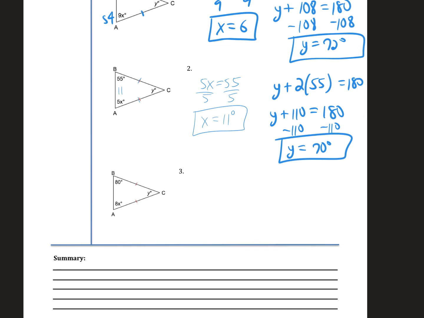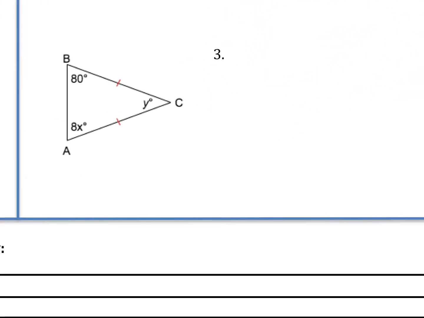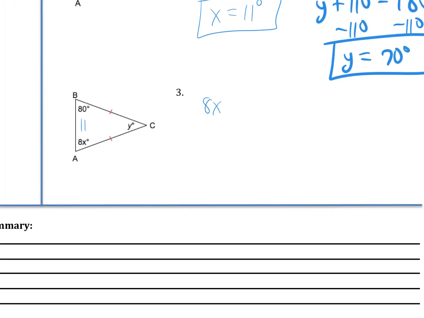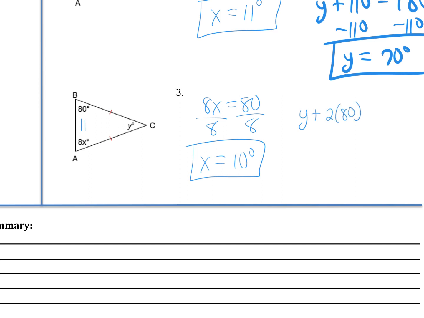All right, sounds good. Okay, last one here. What do we have? The base angles are down here. We have 8x equals 80. How do you solve for x? Divide by 8. x equals 10 degrees. All right. And then we've got to solve for y. Well, we know y plus 2 times 80, since the base angles are 80, equals 180. 2 times 80 is 160. Subtract 160. And y is going to be equal to 20 degrees.